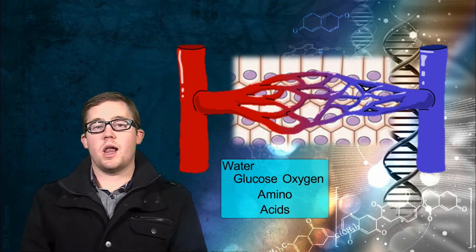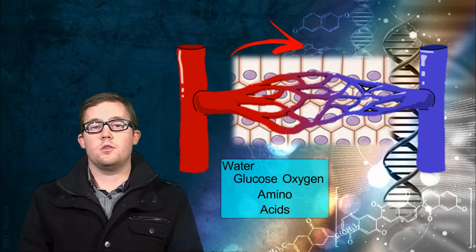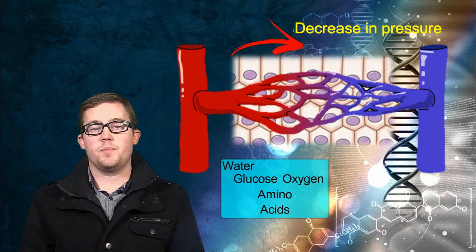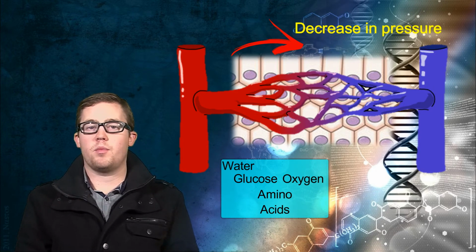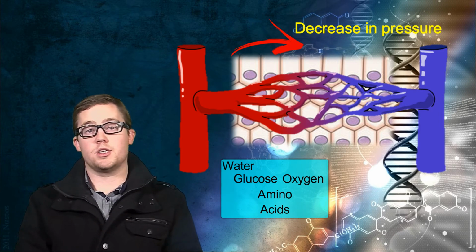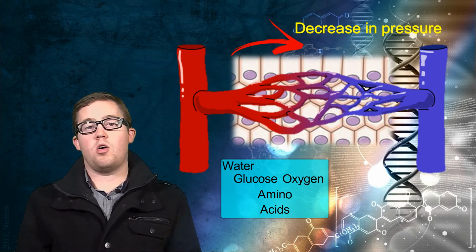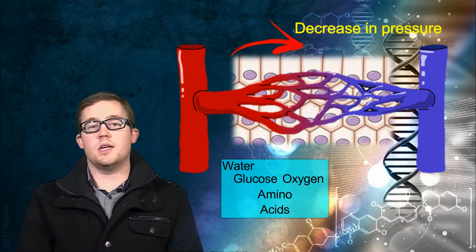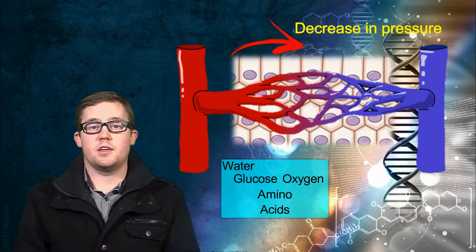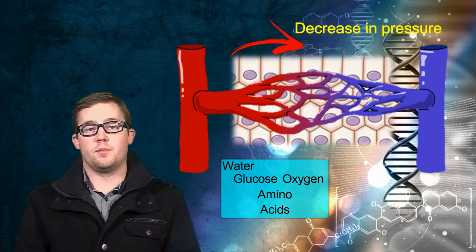As that blood moves along the capillaries, you start to get a decrease in pressure. Again, think about a hose under high pressure, but once it comes out the end of the hose, bloop, it goes into low pressure. So as that blood moves along the capillaries, we start to decrease that pressure. We can start to get some selective diffusion happening back into the blood.